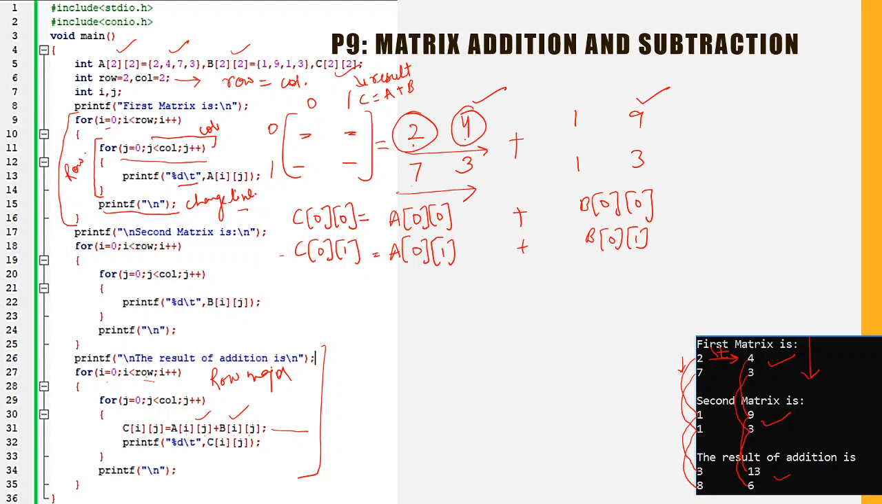So this is row major scanning, and the second matrix is also printed like that only. You have a new line just after every row, and the result of addition can be estimated like this. Cij, you can write generically, is equal to Aij plus Bij. Okay, so corresponding elements are added, or for subtraction it would be a minus sign.